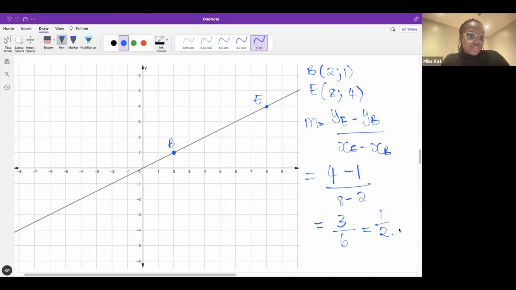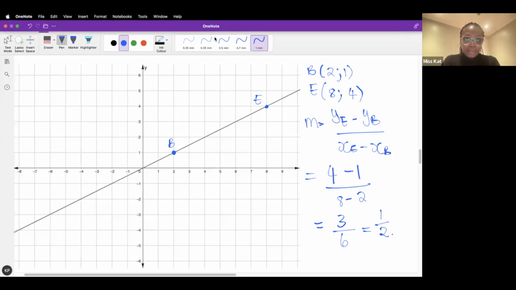Anyone else use 2 different points and get the same answer, or are we still busy? Natasha, if you're lost, raise your hand. Let's see. Abu got 1 over 2. Kimora, I don't know where the sign may have gone wonky there.